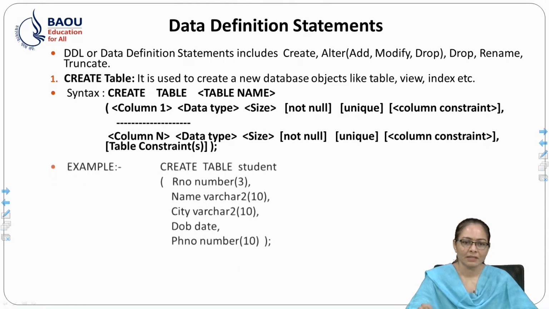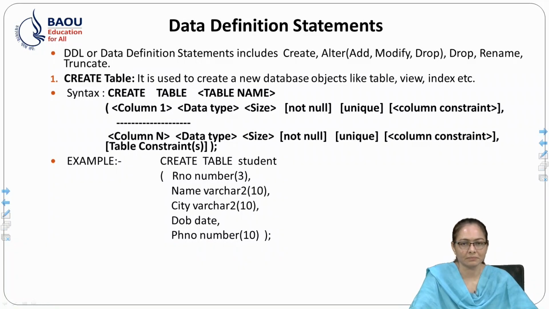Now, the example of create table command. Create table students. In the bracket, roll number 3, comma, name varchar2 in the bracket 10. Here, we create the student table. So, we can write create table student. In the round bracket, the first column name is the roll number, column name RNO. Its data type is number, and in the bracket 3 will be the size.